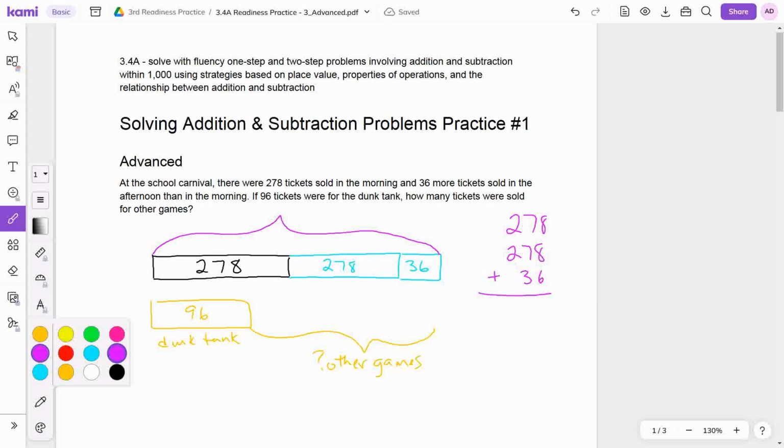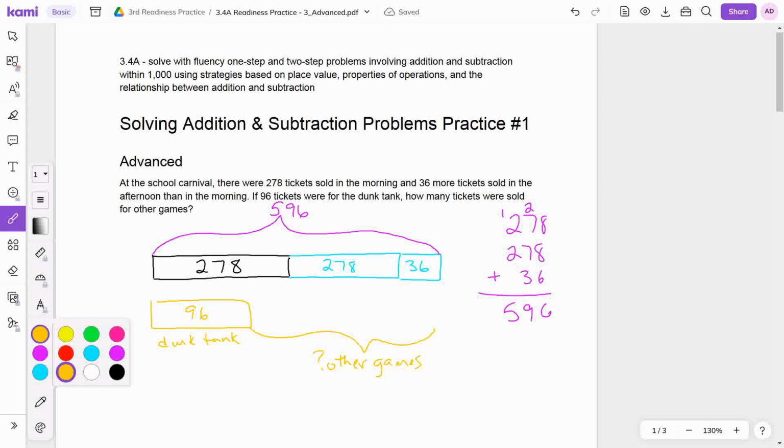So that's going to be 8 and 8 is 16. Add that 6 is 22. And then I've got 2 and 7 is 9. Add another 7 is 16. That's 19. And then that's going to be 5. So there were 596 tickets that were sold in all. 96 of them were for the dunk tank. So how many is going to be for other games?